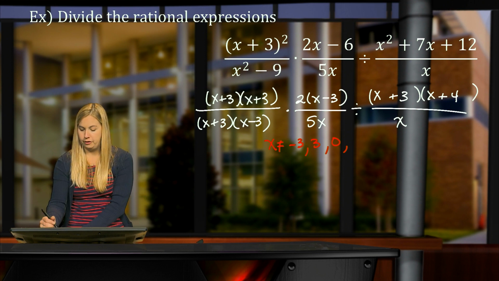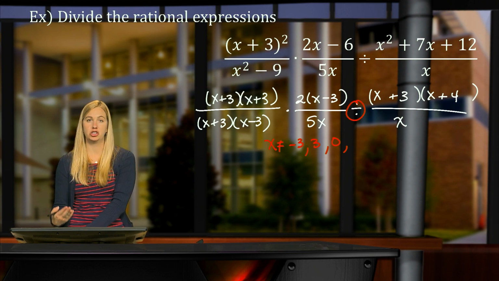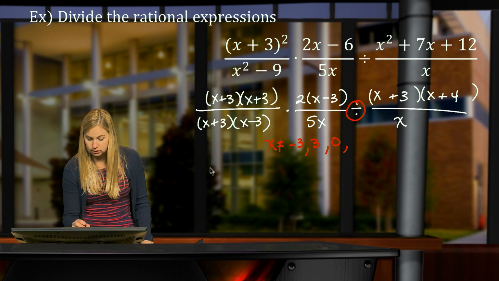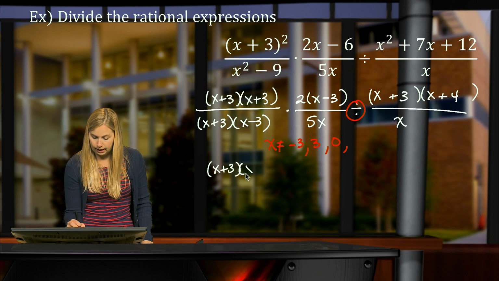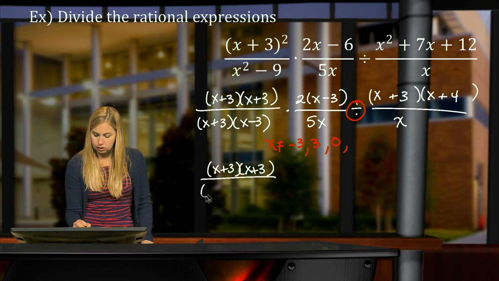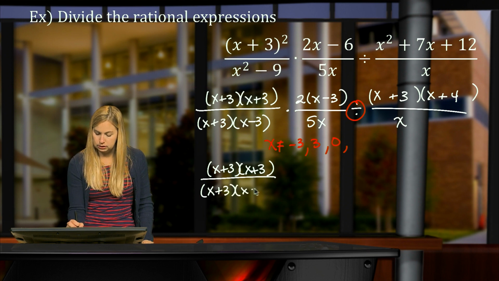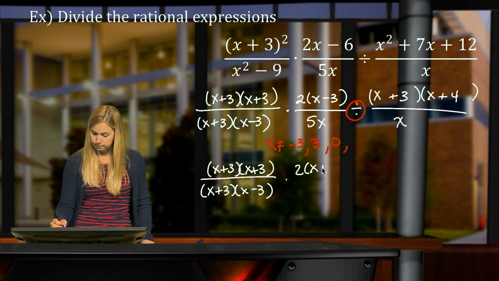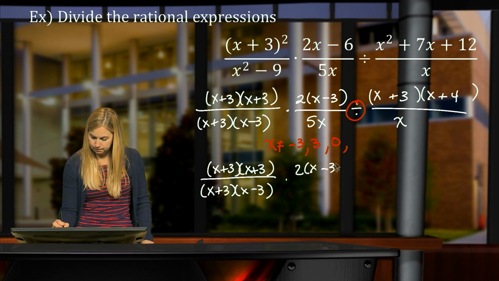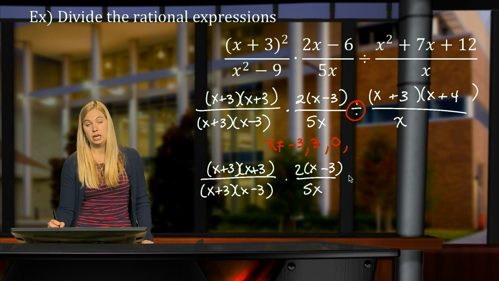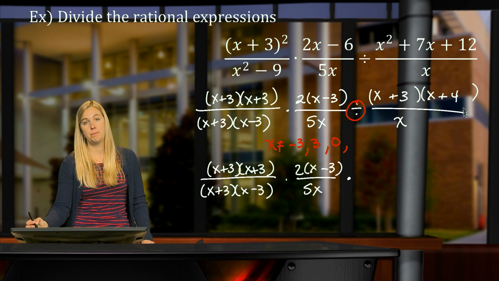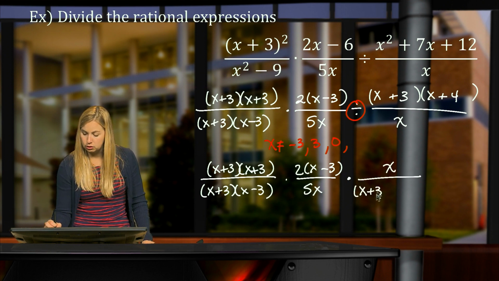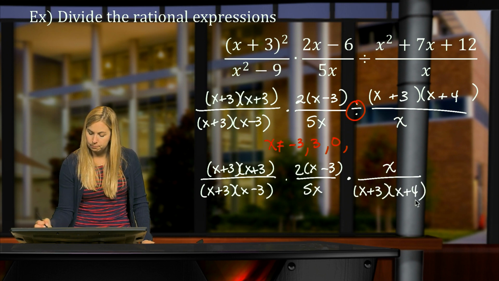Now we've still got one division here, so we want to do the keep, change, flip to change that from division to multiplication. But we're going to keep all the original, or the first 2 fractions: x plus 3, x plus 3 over x plus 3, x minus 3, times 2 parentheses x minus 3 over 5x. Change from division to multiplication, and now we're flipping that last fraction: x over x plus 3 times x plus 4.